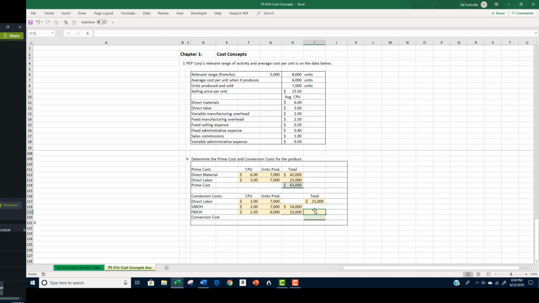The total manufacturing overhead is the sum of variable manufacturing overhead of $14,000, and fixed manufacturing overhead of $15,000, or $29,000. Summing direct labor of $21,000 and manufacturing overhead of $29,000 gives us $50,000. $50,000 is our conversion cost.